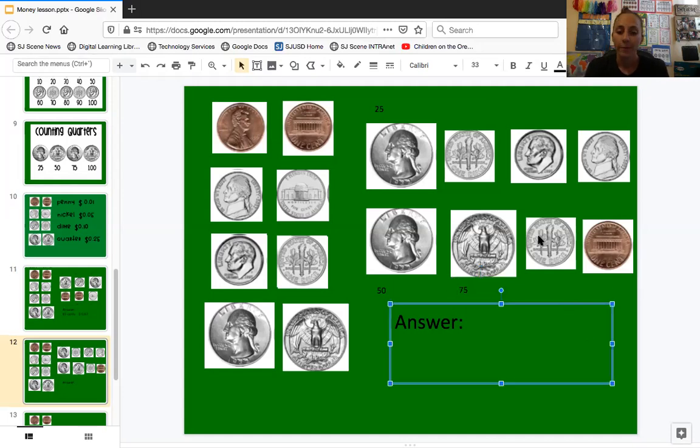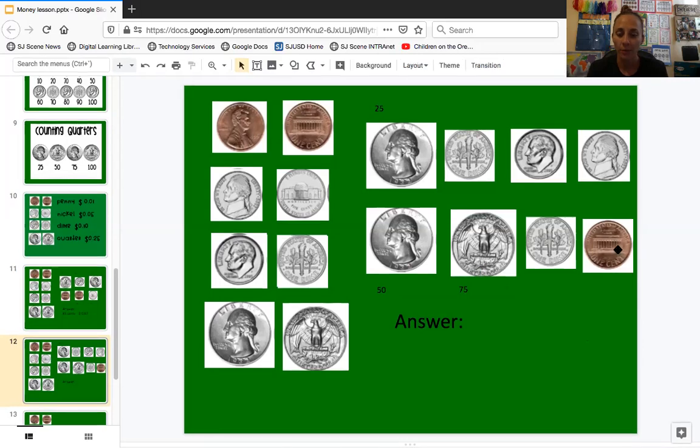Okay, what are my next largest values? 25, 50, 75. What am I gonna do next? You're right. I need to do my tens, my dimes. So which ones are dimes? Remember, dimes are little and thin. Now these two look the same though. Remember with dimes, it has the guy without the ponytail. Dimes.